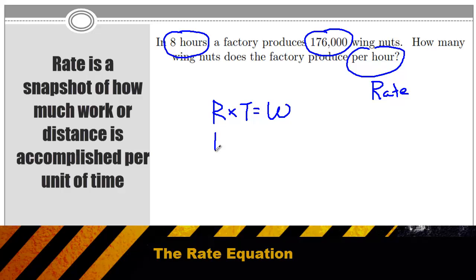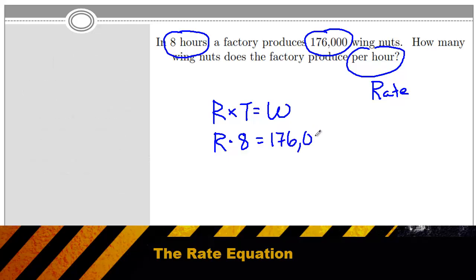Or in this case, our rate that we don't know yet times a time of 8 hours will be equal to a total work of 176,000 nuts. Then we simply divide both sides by 8, and we get our rate is equal to 22,000 nuts, or 22,000 nuts per hour.